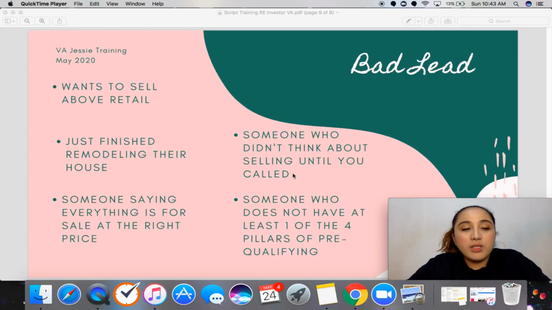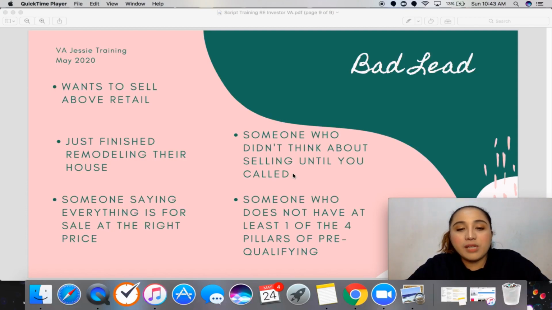And also someone saying everything is for sale at the right price. You would already know that this kind of lead is just wanting to get an above retail price, sometimes even 10 times the market value of the property. So you need not to waste your time and your client's time on this kind of lead.